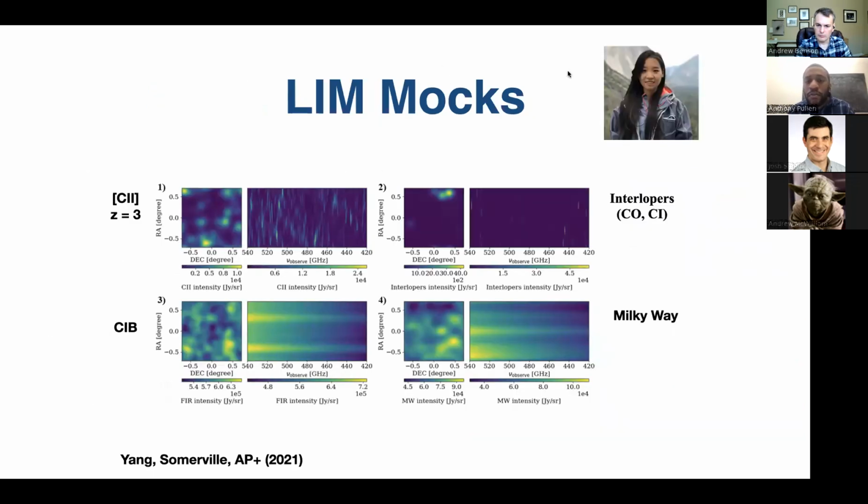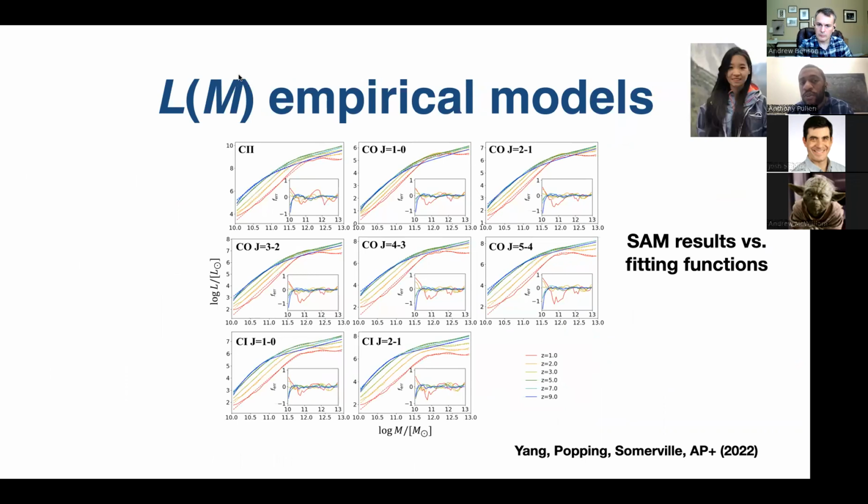So here's some work that we've done in the past. Here is Shang-Chi's work that she did when she was a grad student, where she made simulations of line intensity maps using semi-analytic models. Here she simulated ionized carbon, as well as the cosmic infrared background. And in addition to that, we then used the SAM to construct the empirical models of C2, CO emission, as well as CO1 emission.